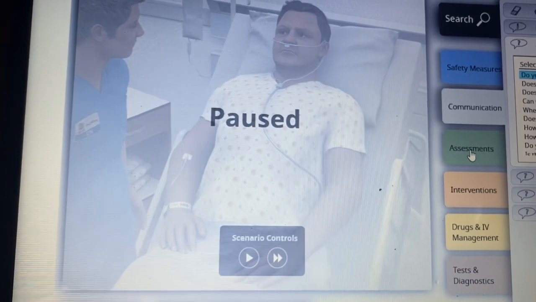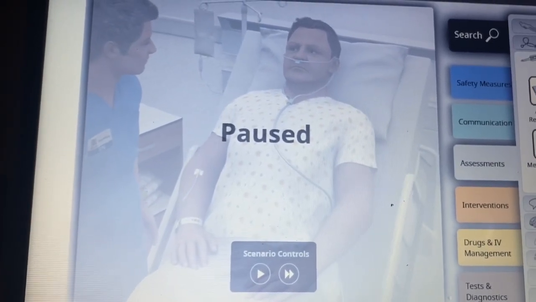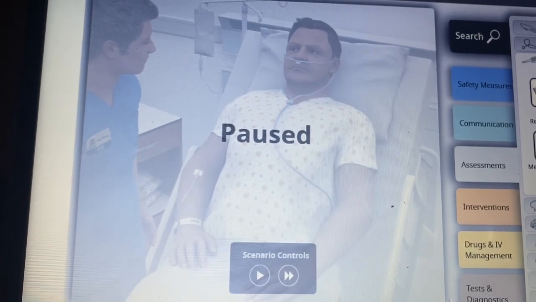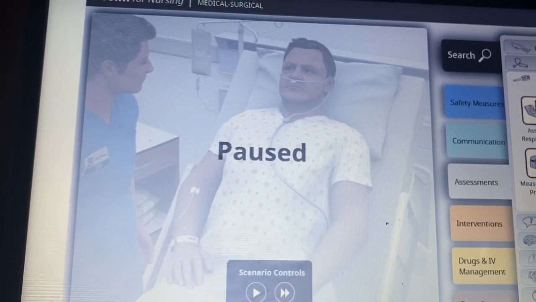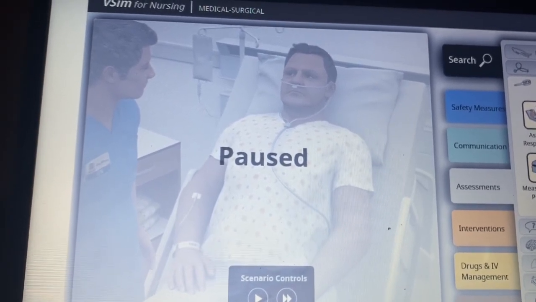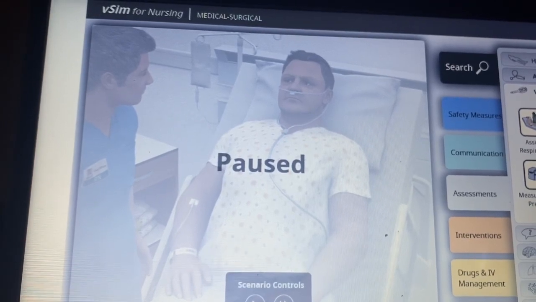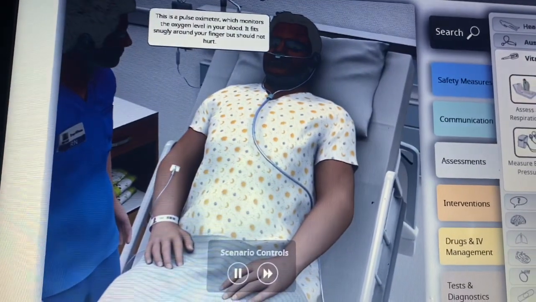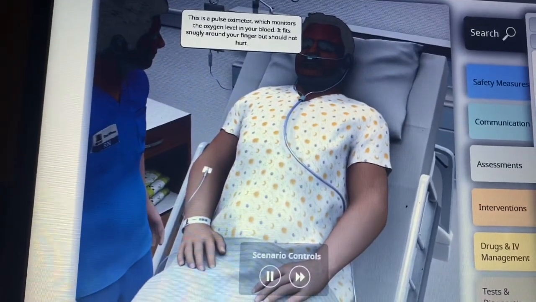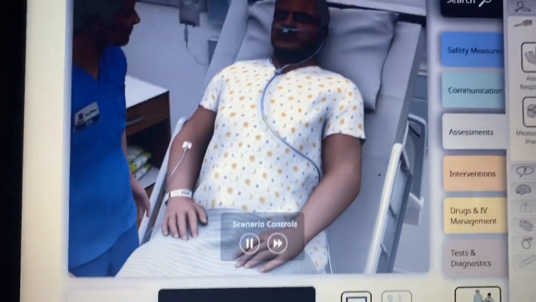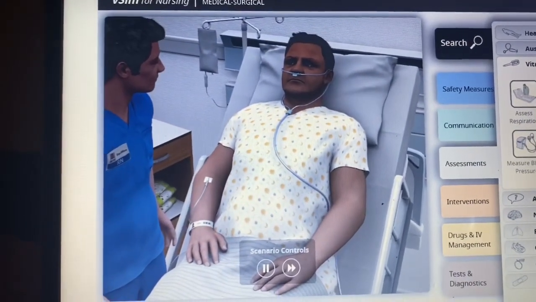Oh, I normally do vital signs at this time. I always check the pulse ox because I want to see his O2 status. Always check the airway first, so ABC. So just attach it and leave it attached so it keeps monitoring the O2. This is a pulse oximeter, which monitors the oxygen level in your blood. It fits snugly around your finger, but should not hurt. Okay.